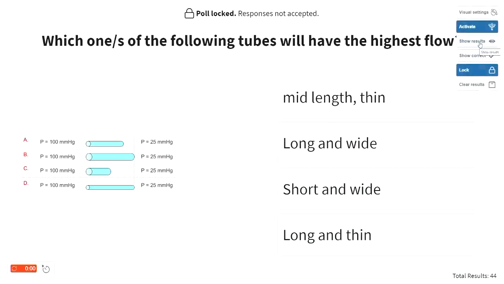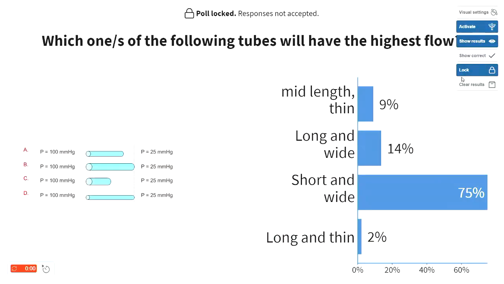Right, drum roll, show results. 75% short and wide is a good thing. Absolutely a good thing, because again, it becomes about resistance. We want minimal interaction. If we're flowing down a vessel, I don't want to be bumping into walls and having friction slow me down. The less of that I get, the better. So a shorter journey, great. A wider pathway, great. Given all the other things are constant.